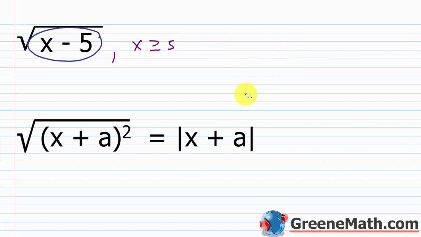Because if it's less than 5, let's say it was 4, then you would have the square root of 4 minus 5, which is negative 1. And the square root of negative 1 is not real. Okay, not a real number.